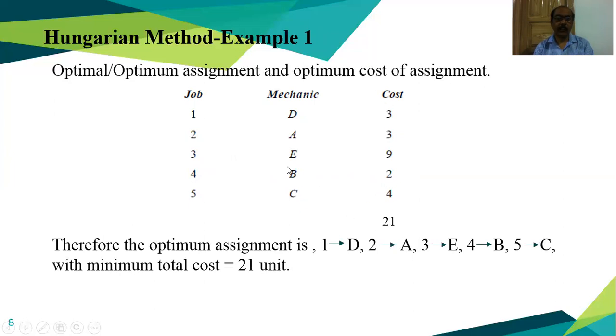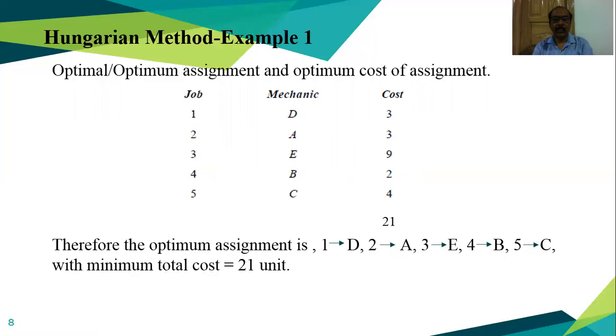And these are the respective costs of the assignments. This is the cost. And if we add up 6 and 9, 15, 15, 15, 15 and 6, 21. So therefore the optimum assignment is 1 assigned to D, 2 assigned to A, 3 assigned to E, 4 assigned to B, and 5 assigned to C. And this is the minimum total cost. The minimum total assignment cost is 21 units.